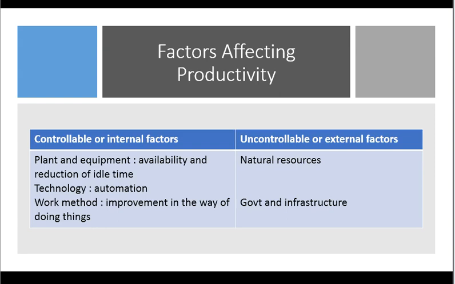So basically we can divide the affecting factors into two types: controllable and uncontrollable. Controllable means we can control those particular factors, like plant and equipment, technology, and the work method, which work method we need to apply. Uncontrollable means we can't control those things, like natural hazards, or natural things which we are unable to control.